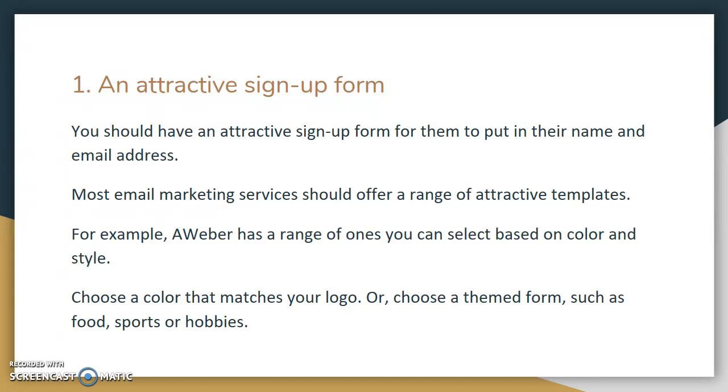Most email marketing services should offer a range of attractive templates. For example, Aweber has a range of ones you can select based on colors and style. Choose a color that matches your logo, or choose a theme such as food, sports, or hobbies.